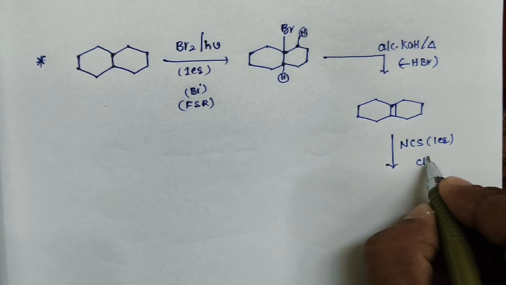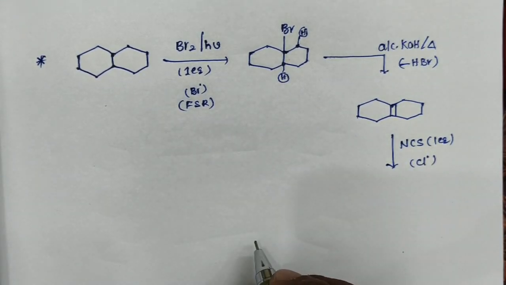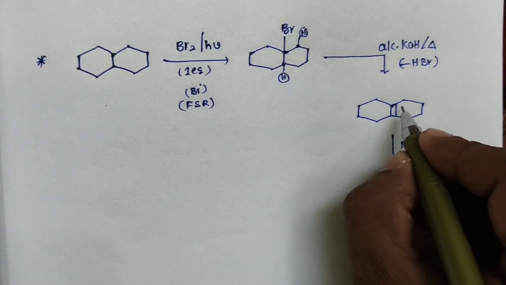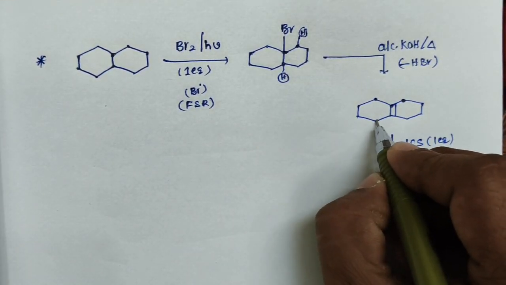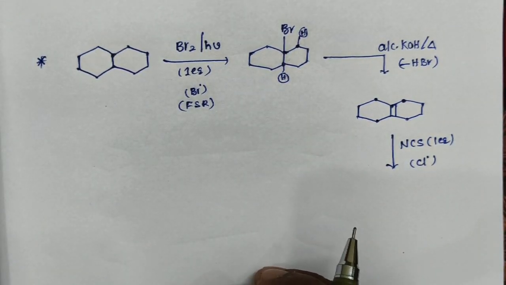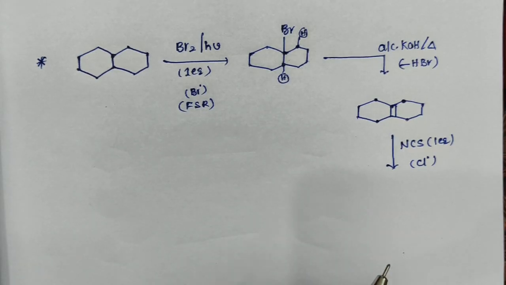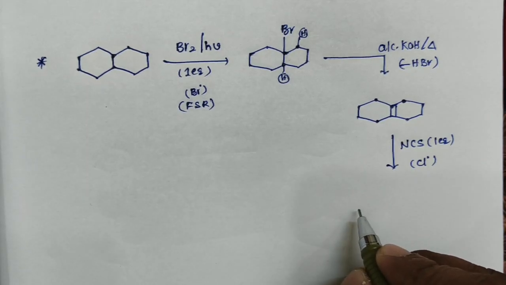N-chlorosuccinimide always gives chlorine free radicals. The chlorine free radical is involved in the reaction at the allylic positions: this one, this one, this one, and this one are all allylic. So all allylic positions are equivalent. That's why it involves only one kind of equivalent condition, so we can write two types of products.